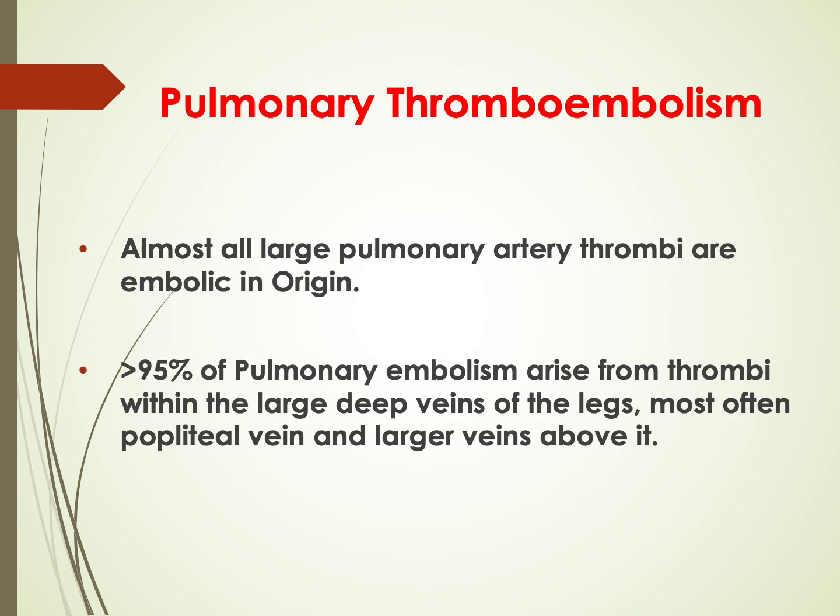As we said in the last slide, we have systemic thromboembolism and pulmonary thromboembolism, depending on its site of origin. So now let's start with the pulmonary thromboembolism. Almost all large pulmonary artery thrombi are embolic in origin, and in more than 95% of cases, venous emboli originate from thrombus within the deep leg veins, proximal to the popliteal fossa, most often the popliteal vein and the large veins above it.